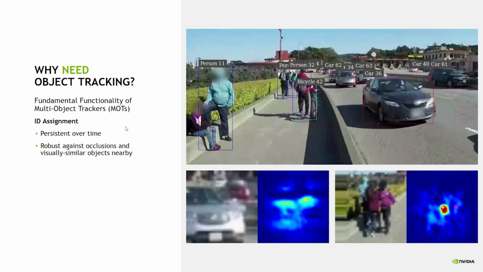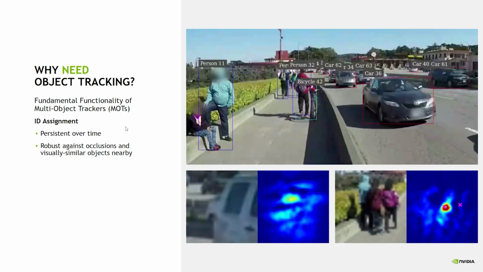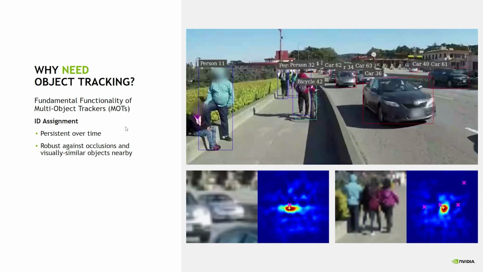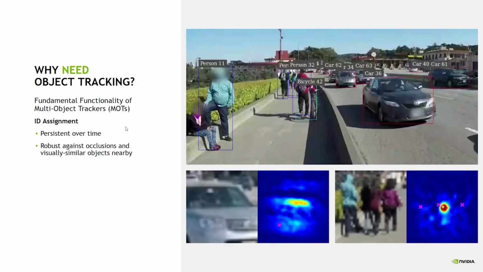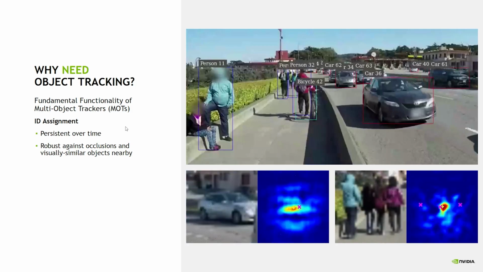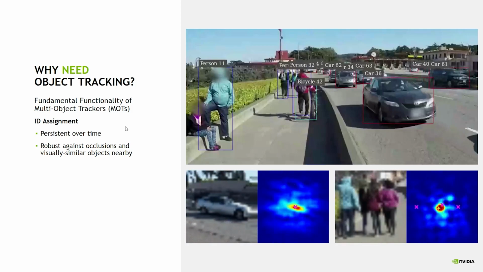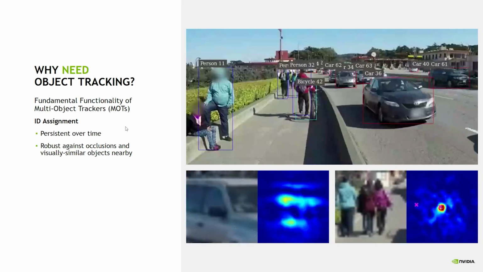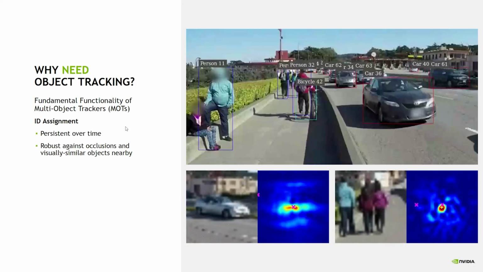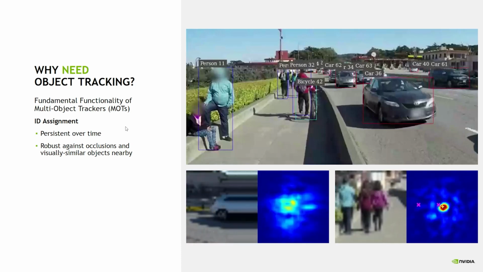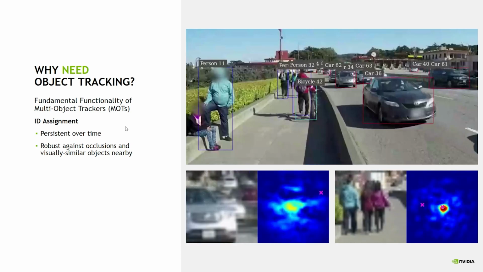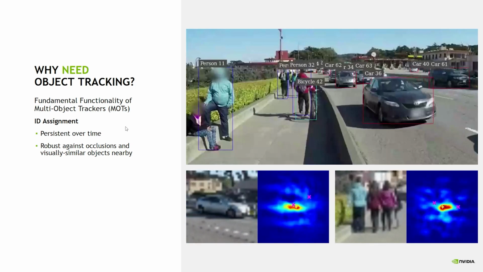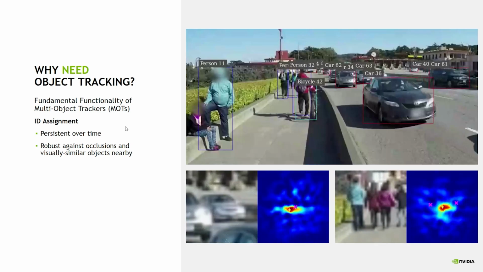The first question is, why need object tracking? The most fundamental functionality of multi-object trackers is to solve the ID assignment problem. Given a video, there could be many objects in a frame, as you can find in the left side figure. For the same object, we want to assign and keep the same ID over multiple frames. That is the unique problem that object trackers are supposed to solve.